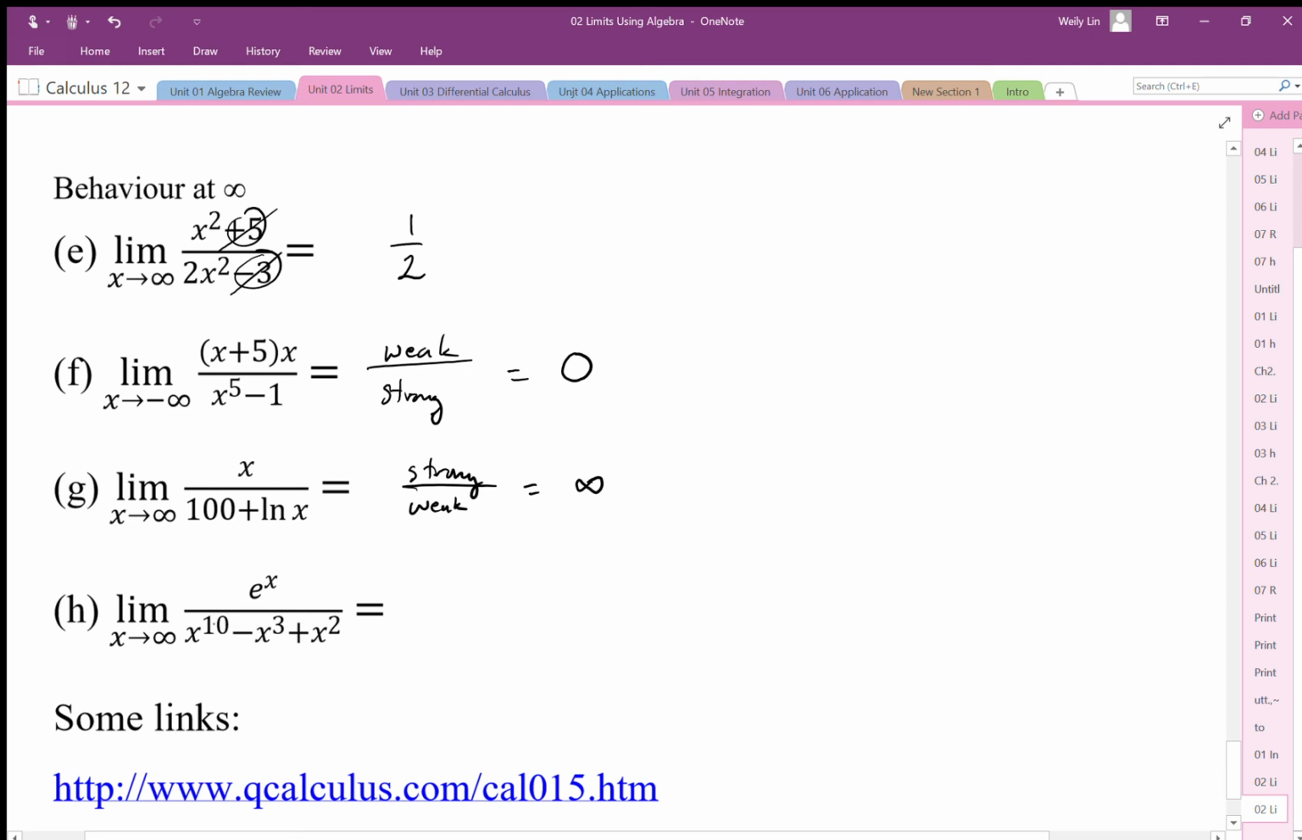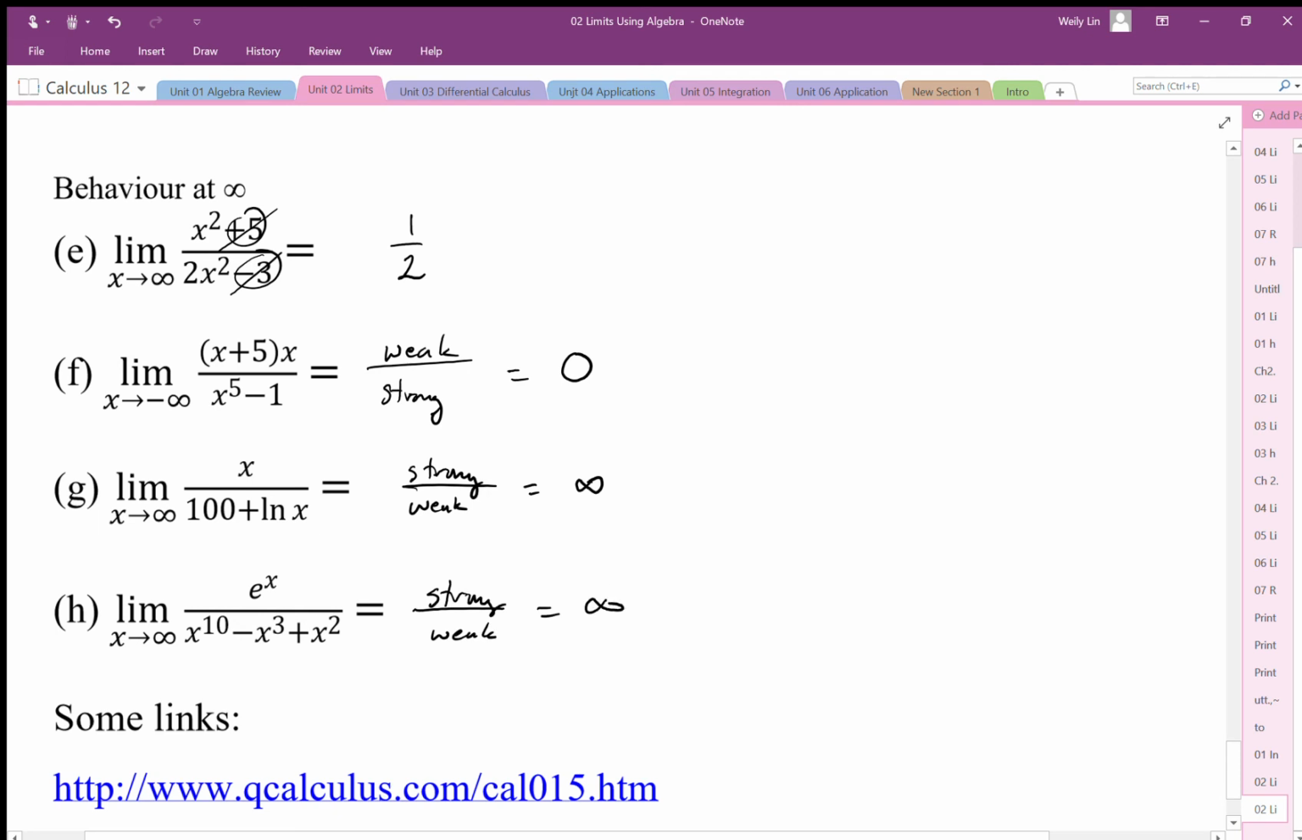And this one here, although the denominator is a very big power of polynomial, it still does not compare. Although it's strong on bottom, it's stronger on top. So we have this strong over weak situation. And that will tend to infinity.